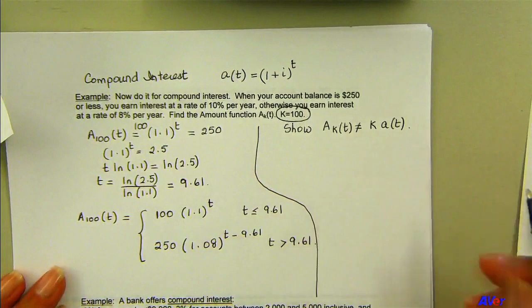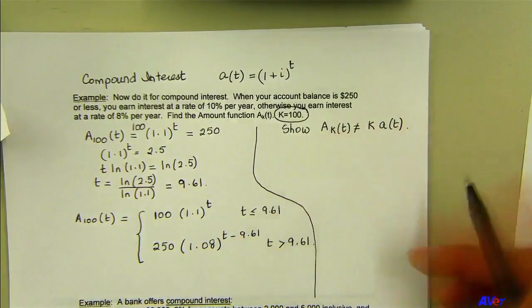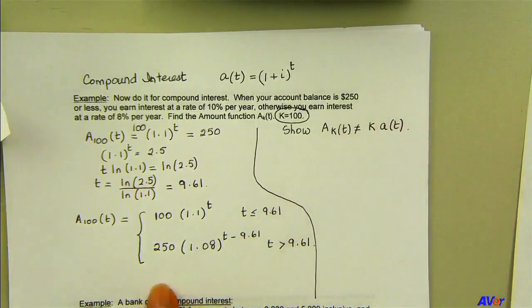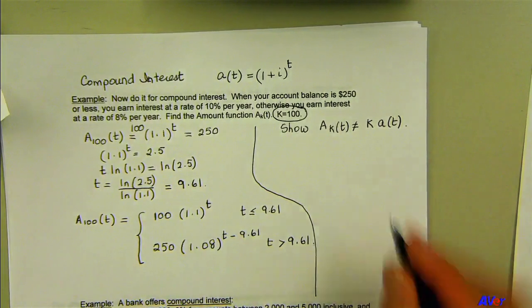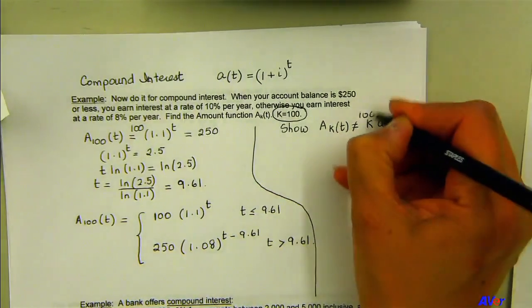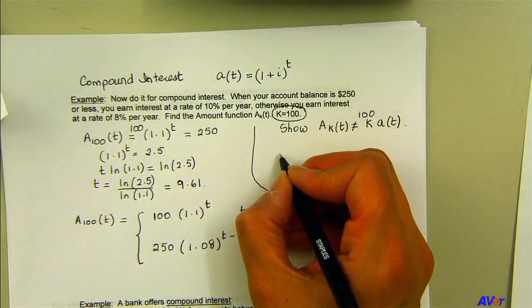So can we come up with KA of t and show that it's not equal to AK of t? I already know what AK of t is, where k is 100, obviously, right? So I want to show that it's not equal to 100 times A of t. So let me come up with my A of t function. What is it? That's my question.